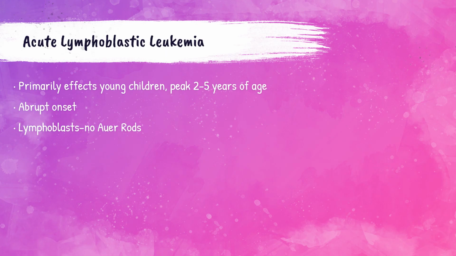Acute lymphoblastic leukemia, or ALL, is a leukemia that primarily affects children in the 2 to 5 years of age range. This is acute, so it's an abrupt onset. Symptoms include fever, frequent infections, bone pain, shortness of breath, weakness, bleeding from the gums, and swollen lymph nodes.